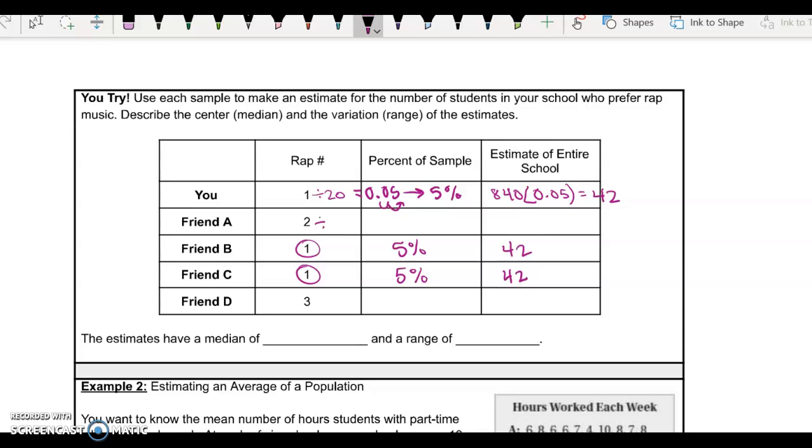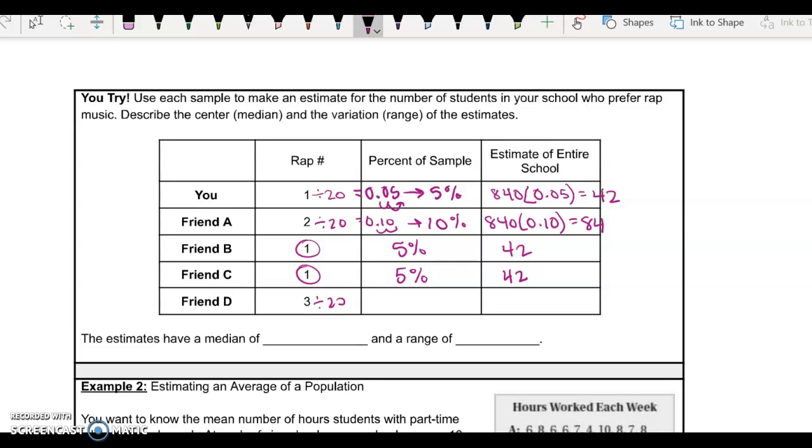So then we're going to divide 2 divided by 20, and we get 0.10. Move that decimal twice. We get 10%. So 840 times 0.10 gives us 84.